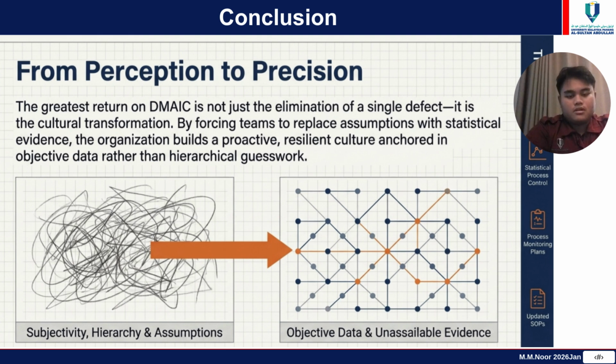To conclude, the greatest return of a DMAIC project is not just the elimination of a single defect or saving a specific sum of money. It is the cultural transformation. By forcing cross-functional teams to replace personal assumptions and corporate hierarchy with unassailable statistical evidence, the entire organization shifts. It transitions from a reactive state of guesswork into a proactive, highly resilient culture secured completely in objective data. It truly moves the organization from perception to precision.